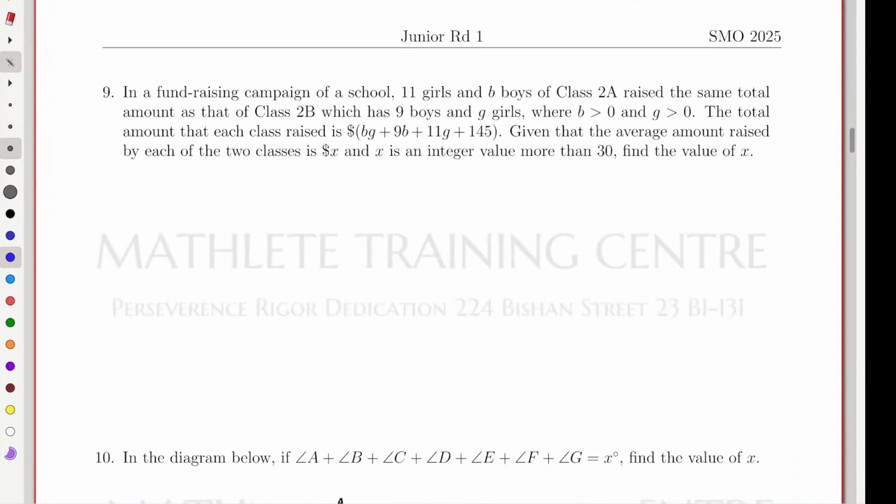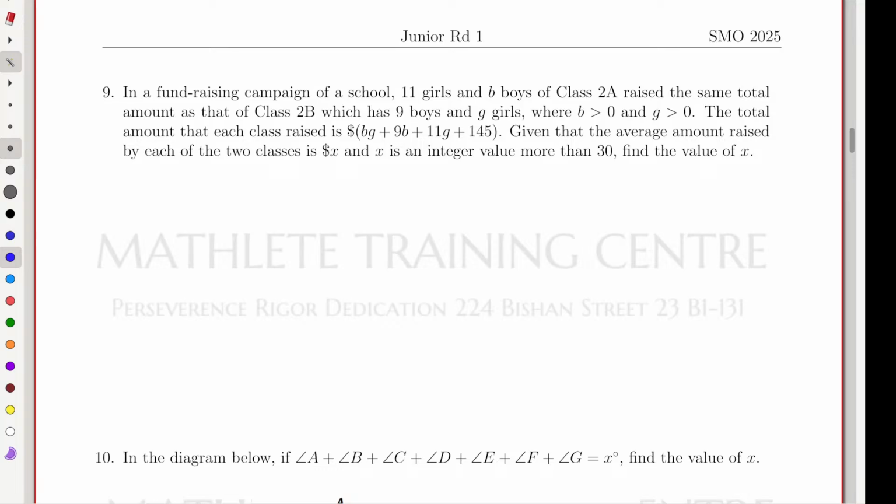Okay, question number 9. This question is very interesting because this is a very rare type of question to come out on the SMO. They give you a word problem, but it is actually number theory in a word problem. Let's see. In a fundraising campaign of a school, 11 girls and B boys of class 2A raised the same total amount as class 2B, which is 9 boys and G girls. And the average amount raised by each of the two classes is $X.